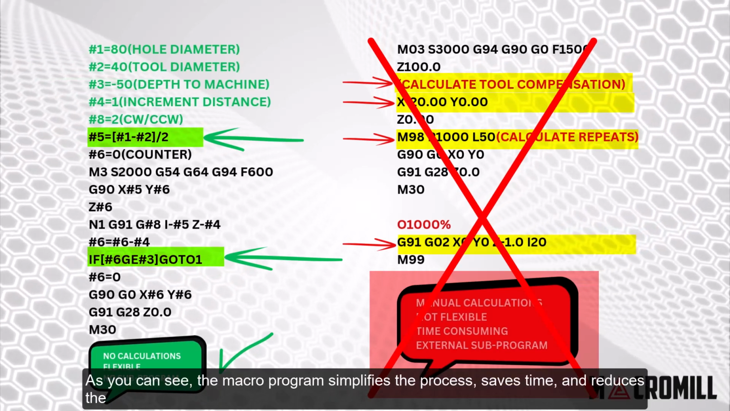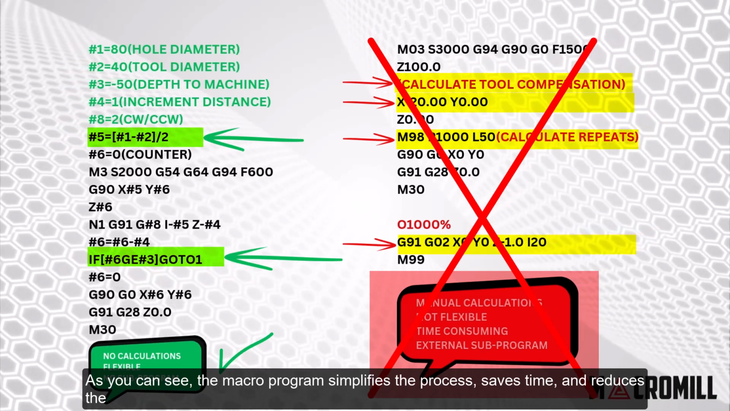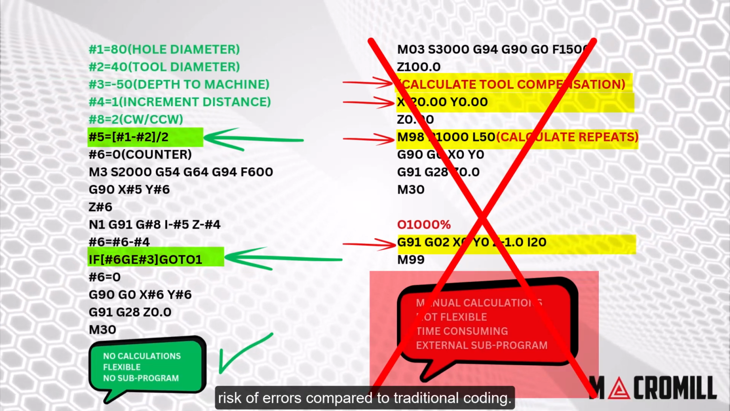As you can see, the macro program simplifies the process, saves time, and reduces the risk of errors compared to traditional coding.